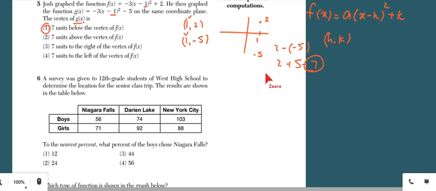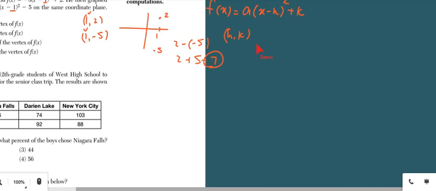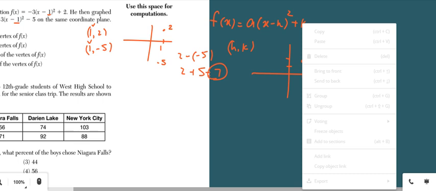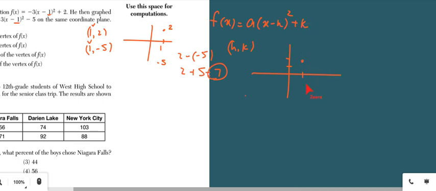Okay, no problem. What will be the graph of this one? Its vertex is at 1, 2. This is the vertex of the first function and it is negative, so that means it will have the maximum point. So I am just making a pseudo graph. This is a graph of f of x.